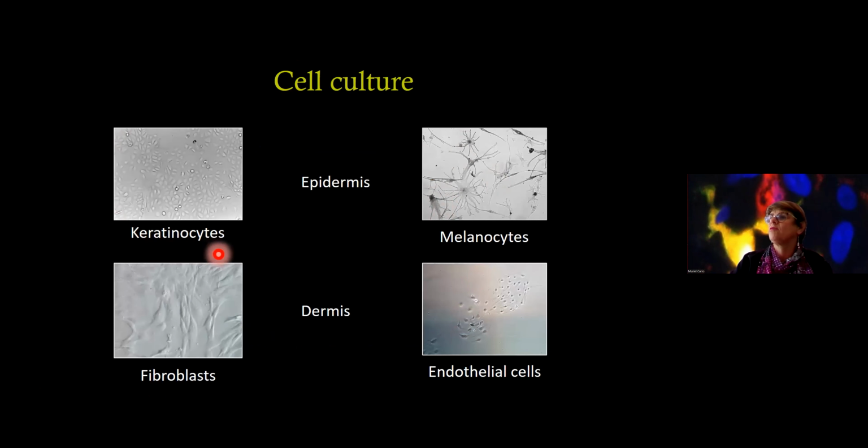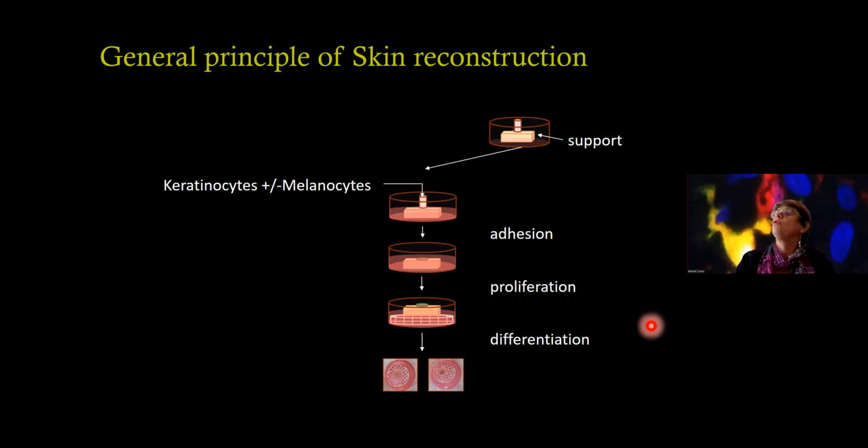You can see here keratinocytes, which are the main cells of the epidermis, and melanocytes, which are the dendritic cells. And in the dermis, the principal cells are fibroblasts and endothelial cells. There are also lymphocytes and pericytes, but the main cells used for the culture of the model are keratinocytes and fibroblasts. So just a quick overview of how we can make a skin.